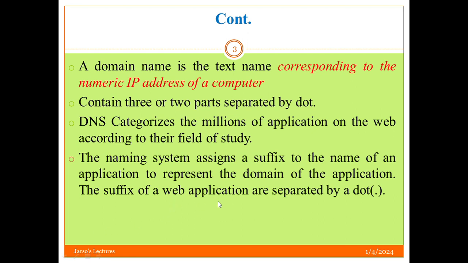And the suffix of the application are separated by the dot. Now what I want to say is that millions of applications are there on the internet. For example, videos are there for YouTube, or Gmails are there. Different commercial applications are there.